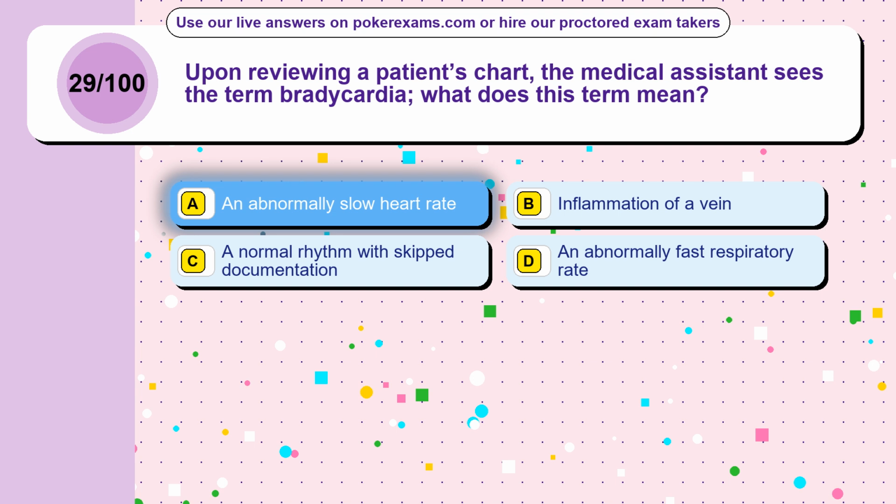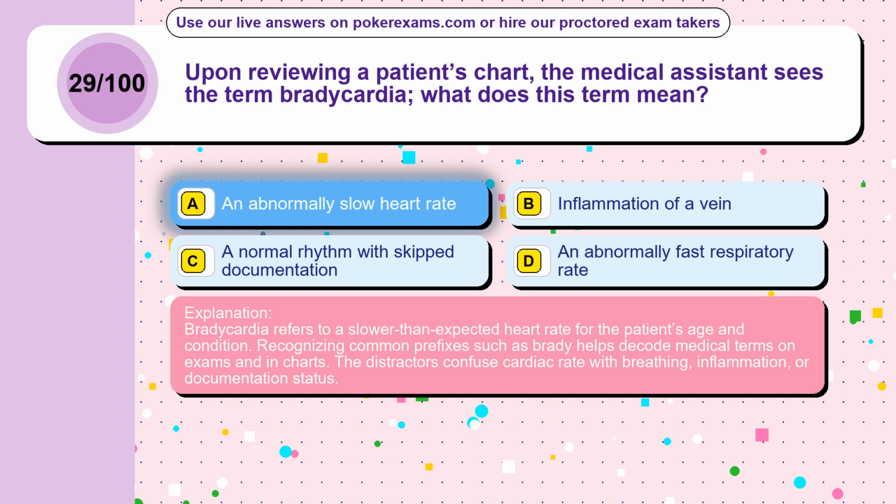An abnormally slow heart rate. Bradycardia refers to a slower than expected heart rate for the patient's age and condition. Recognizing common prefixes such as Brady helps decode medical terms on exams and in charts. The distractors confuse cardiac rate with breathing, inflammation, or documentation status.